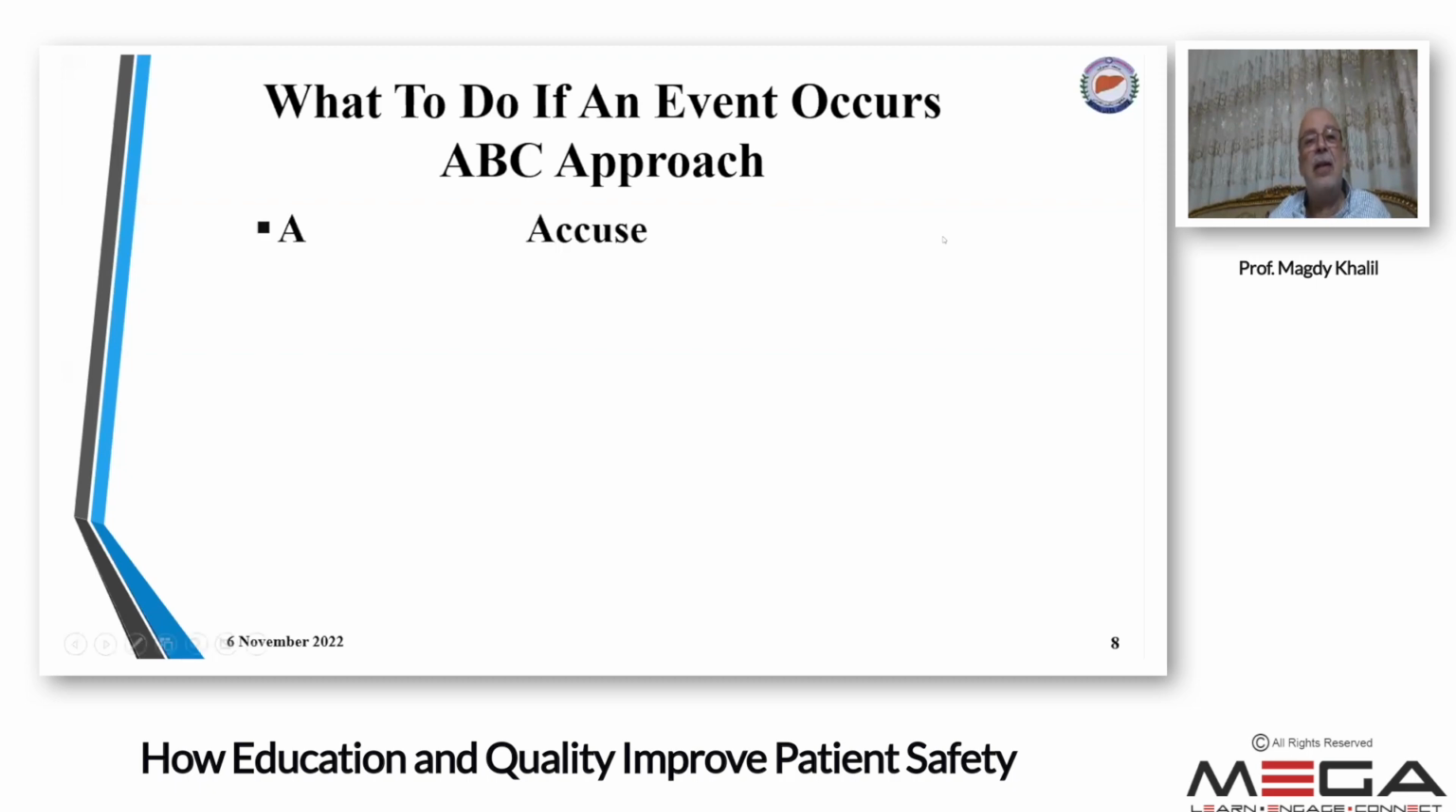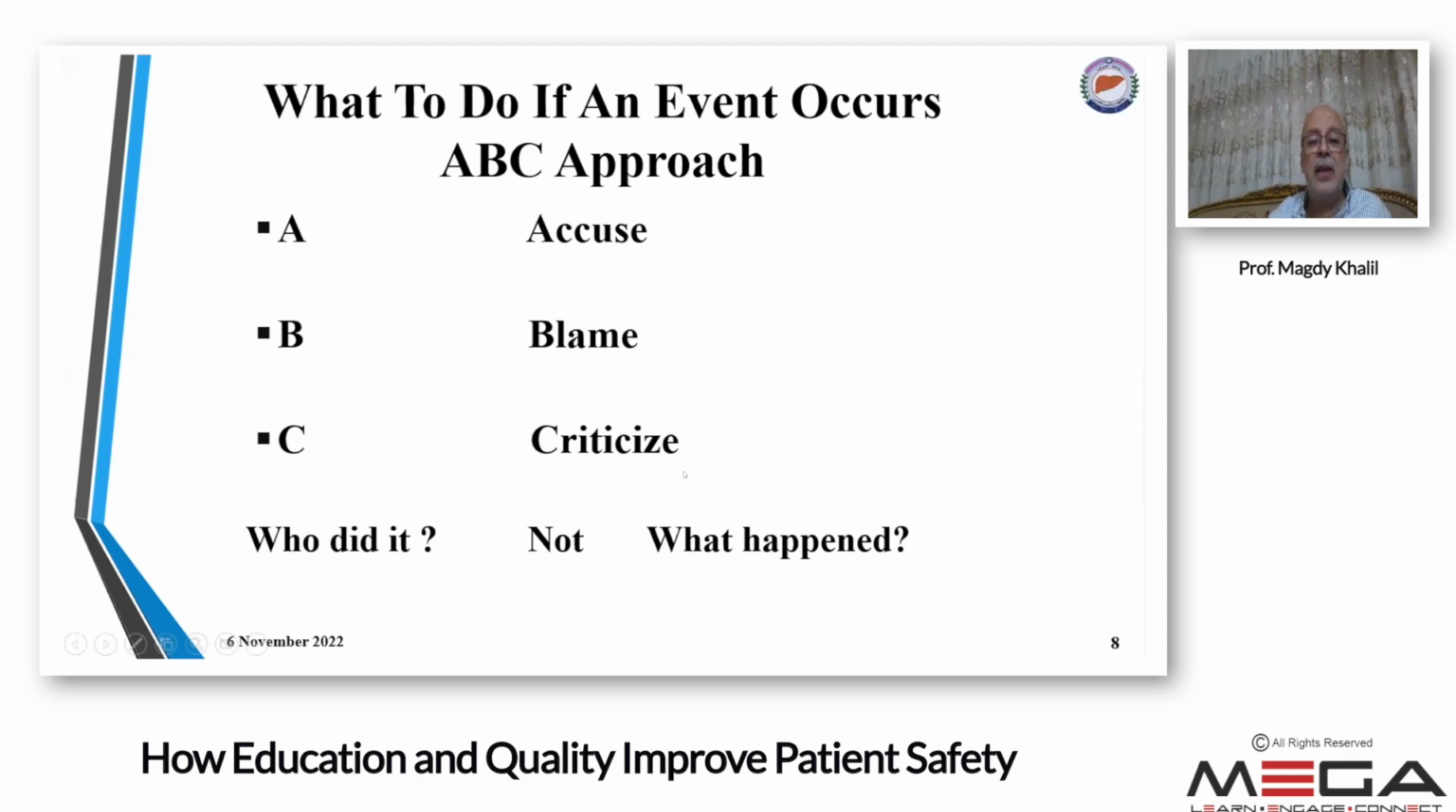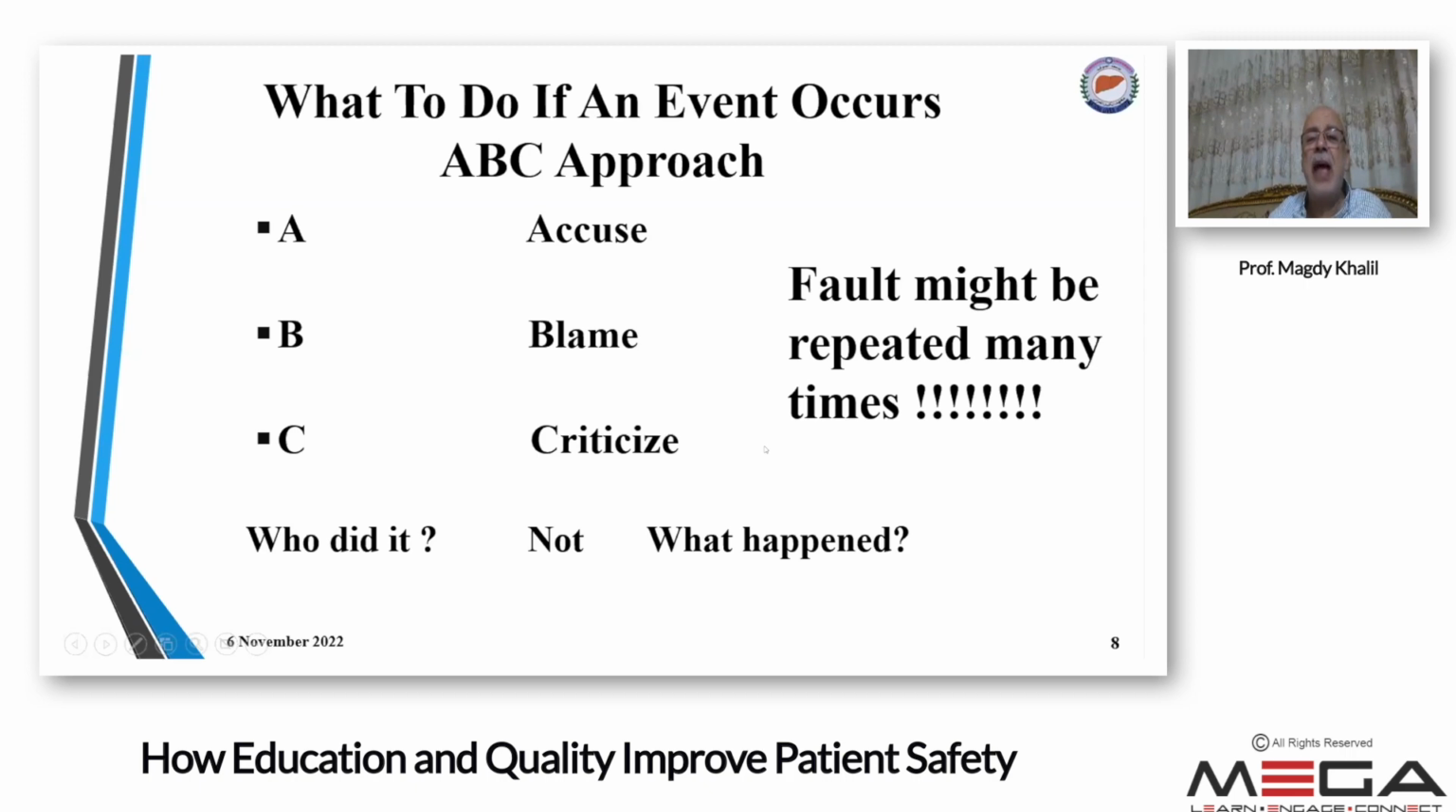A, accuse. B, blame. C, criticize. So the candidate or the junior staff will start to be a liar and not tell the truth. He will not get any lessons from this mistake. The focus becomes who did it, not what happened. And the problem is that the fault might be repeated many times, because the main focus was on blame. He will deny he did a mistake. So psychologically, learning from the error starts by keeping all the events confidential and trying to report and treat.